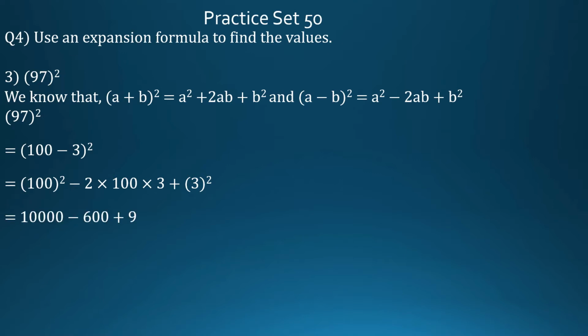100 square is 10,000. 2 into 100 is 200 into 3 is 600. So 10,000 minus 600 plus 3 square is 9. When we simplify it further, we will get answer as 9,409. So the square of 97 is 9,409.